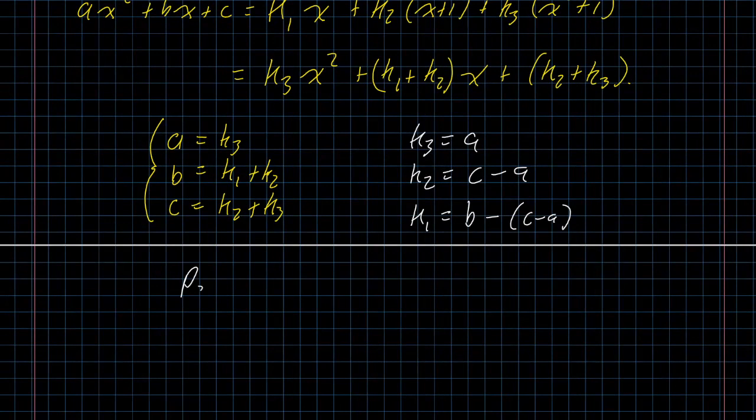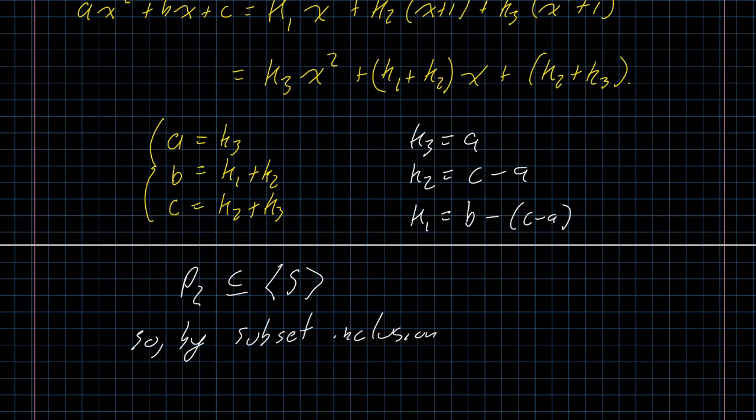That means that P2 is a subset of the span of S, and the only way for S to be a subset of P2 and P2 to also be a subset of S is for P2 and S to actually be the same set. So we could write the set of quadratic polynomials as the span of these three polynomials. I'm not sure what value that has, but it is something we can do, and that's what really matters.